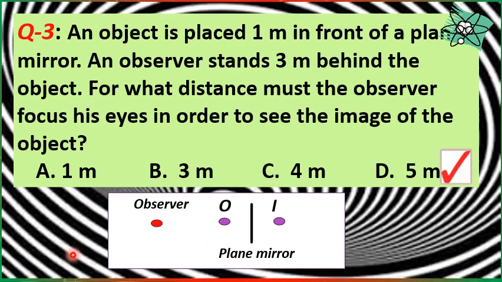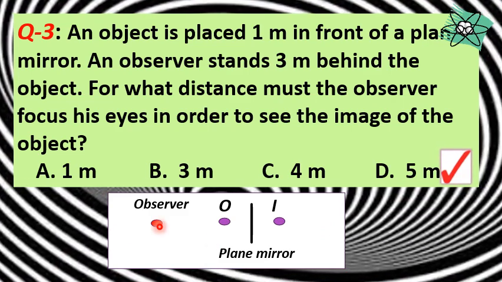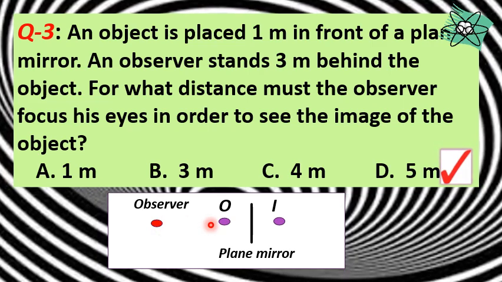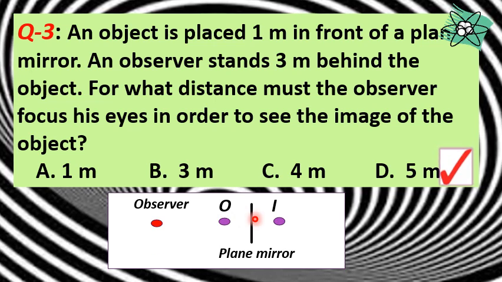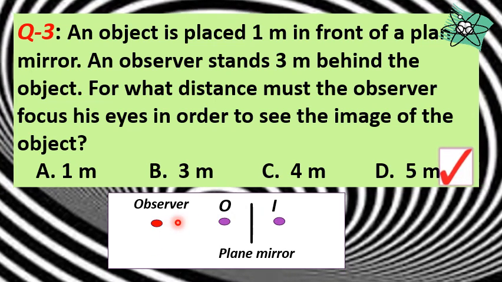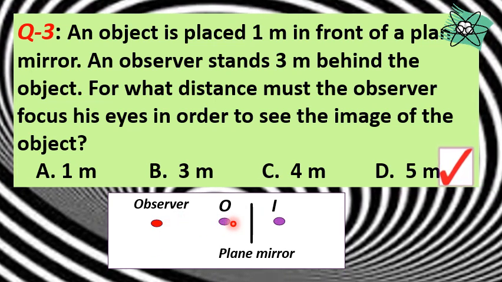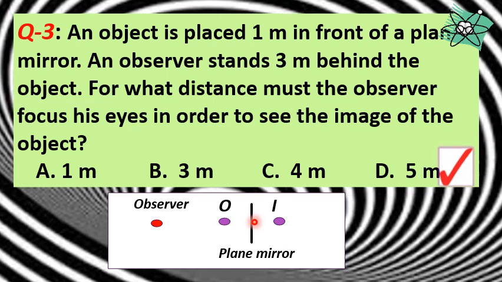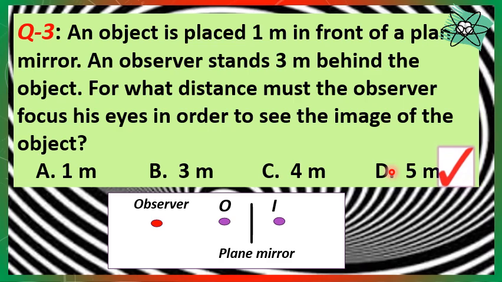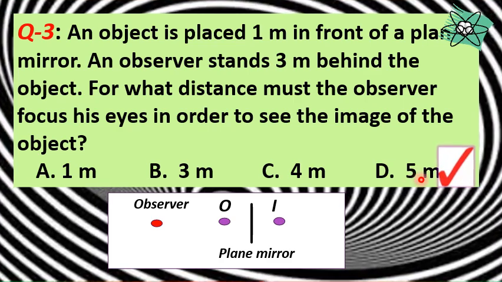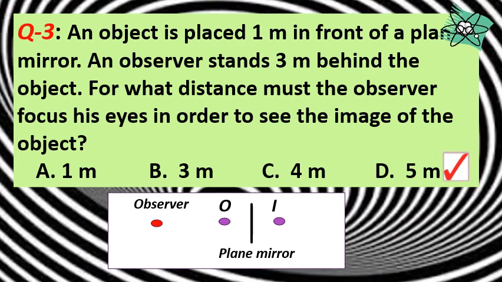Why 5 meters? All right. The observer is 3 meters away from the object, but the object is 1 meter from the mirror. So we now have 3 plus 1, that is 4 meters, plus the image distance of 1 meter for a total of 5 meters.